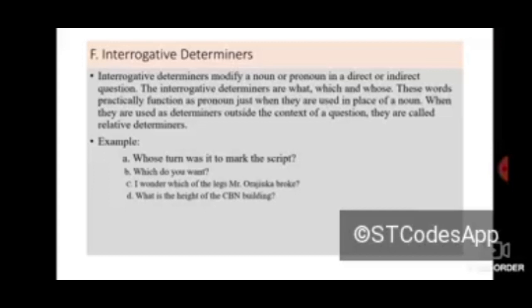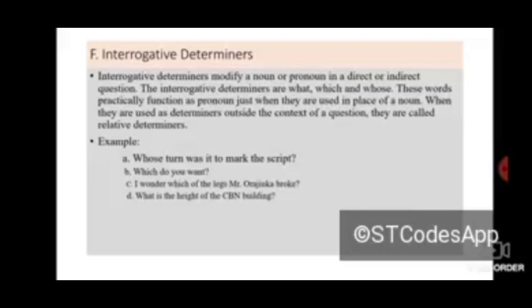Interrogative determinants. What are the interrogative determinants? When you're using the W family, you know that you're using the interrogatives. Who's there? What's that? But let's look into it. Interrogative determinants modify a noun or pronoun in a direct or indirect question. Interrogative determinants are what, which, and whose. These words practically function as pronouns just when they are used in place of a noun.